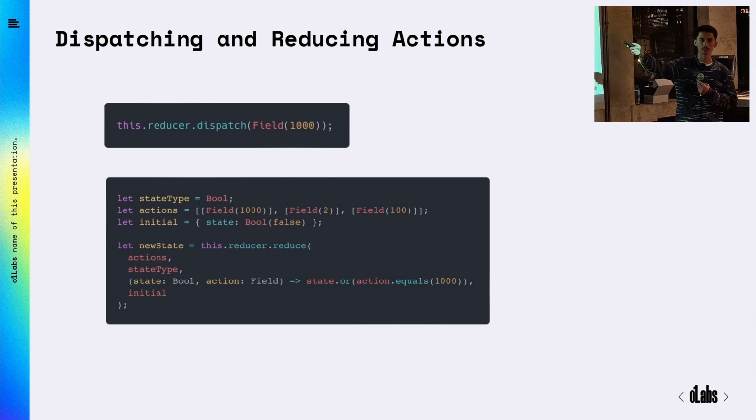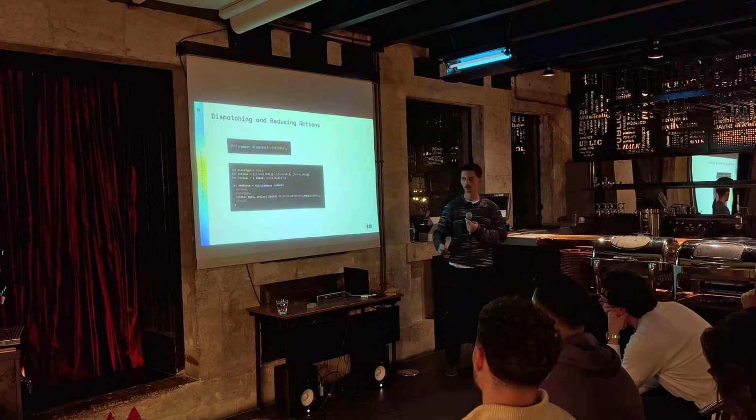Then when reducing, we have a couple of variables, like the state type. This is the type of the state which we will store on chain. Then we have actions, which we will normally fetch from archive nodes. Then we have the initial value, which we will fetch from on-chain state. Then we reduce it. We pass the actions, the state type, and a function to reduce to the reducer, along with the initial value. The reducer will use this function and the other variables to reduce actions, then return the new state. Then we can update the on-chain state with this new state.